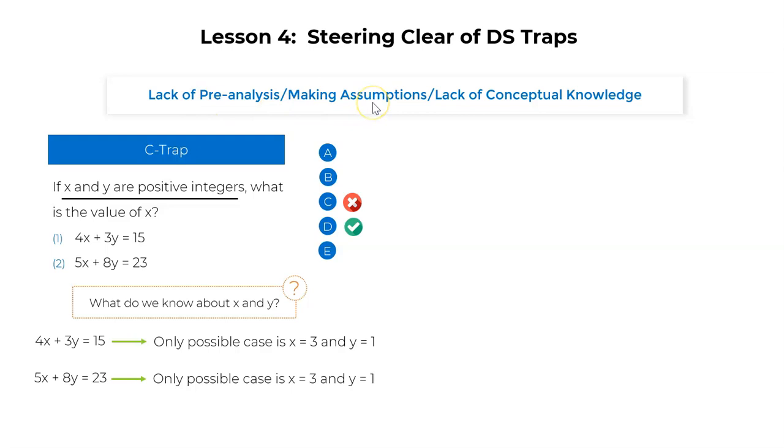You're making some assumptions which are not needed, such as two variables, two equations, and that is why you're falling for the trap. So make sure that you don't keep any pre-assumptions as such while solving the question. Okay, now let's talk about E trap.